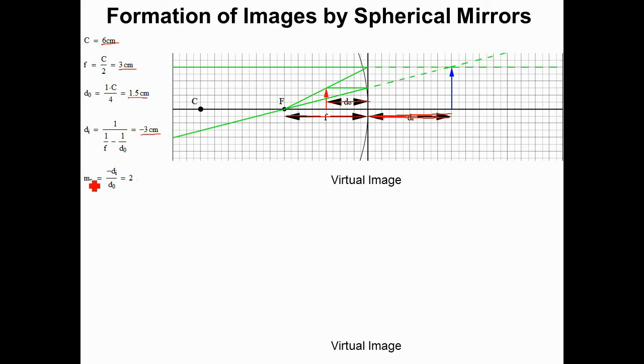And my magnification, well, because DI is negative, the two negatives are going to cancel out, and I get twice the amplitude, or twice the height. And you'll notice that that's what I get. Here's 3, and here's 6.